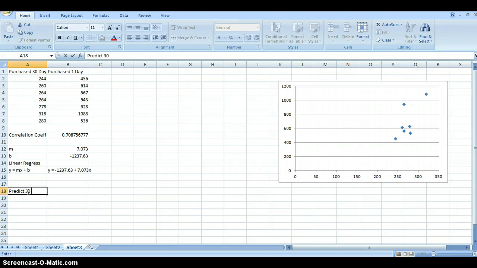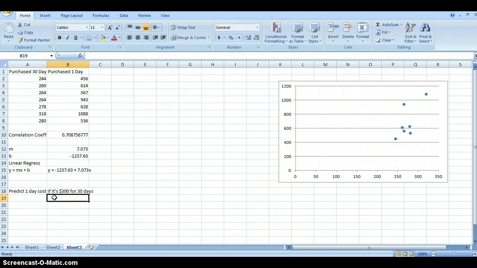So let's say we want to predict 30 days. That you want to predict how much a ticket is, predict a 1-day cost. If it's $300 when purchased at 30 days.